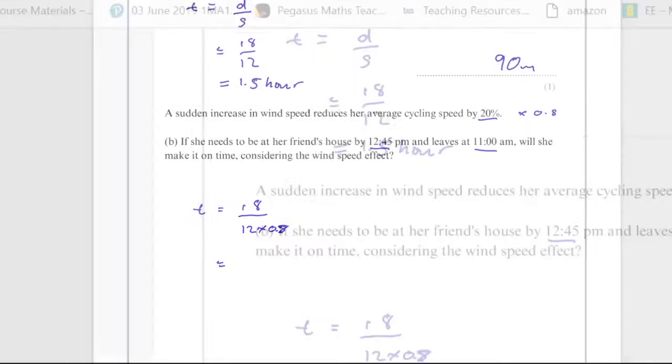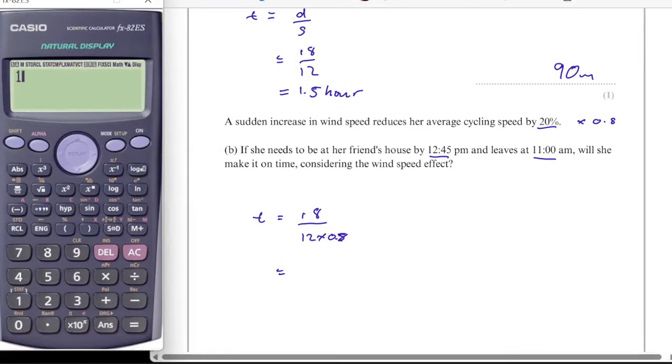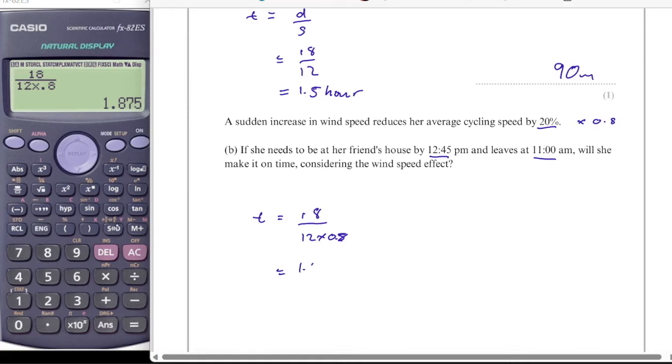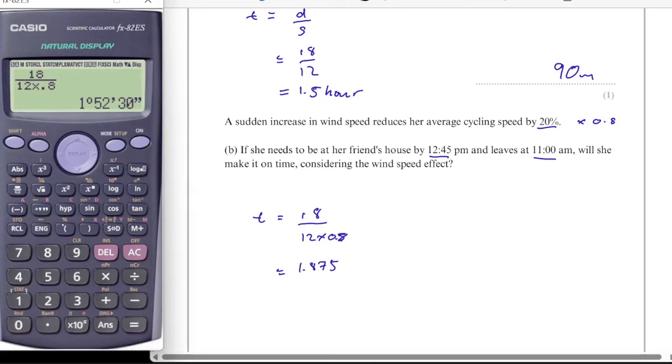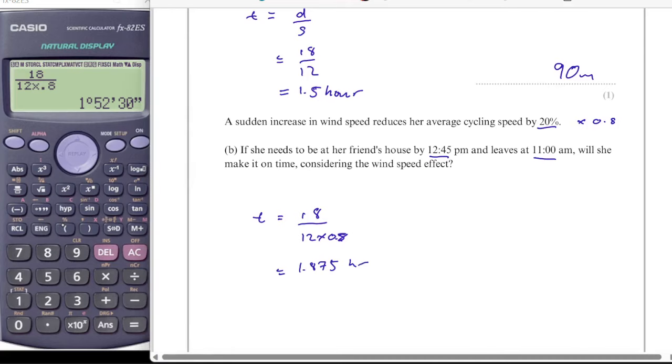So if I go to my calculator then, I'm going to do 18 divided by, let's do it as a fraction, the way that I've written it. So 18 over 12 times by 0.8, and that gives me a value of 1.875. So that's 1.875 hours. So that's going to be 1 hour and 52 minutes, sorry, 52 minutes and 30 seconds technically.